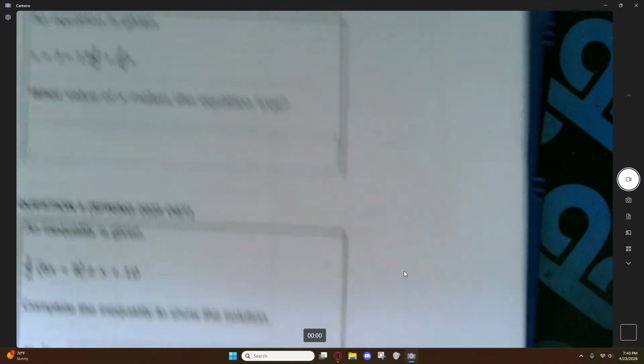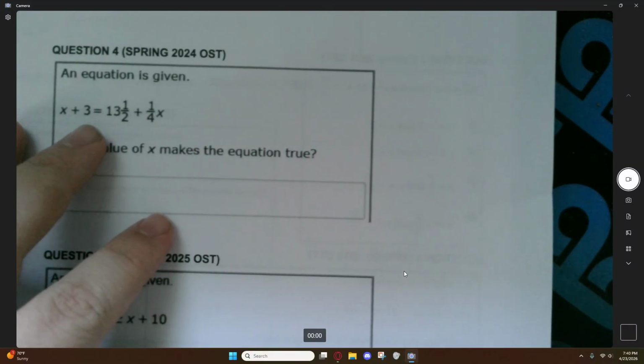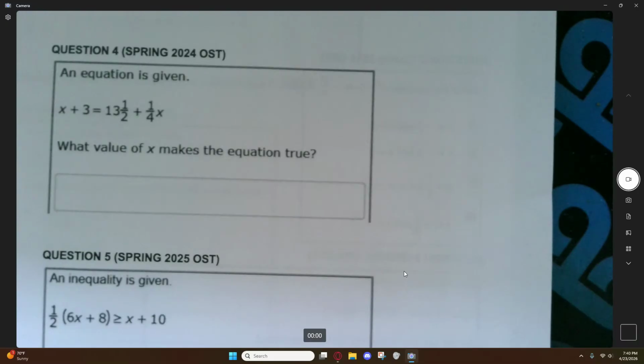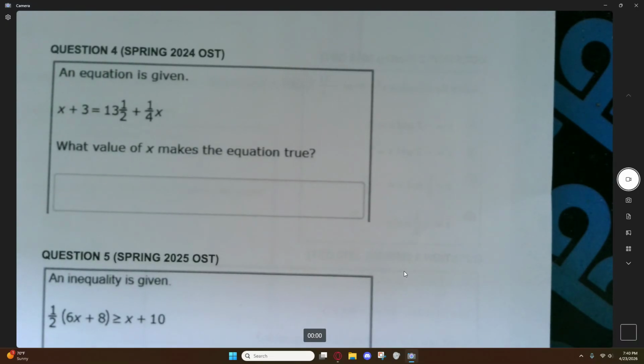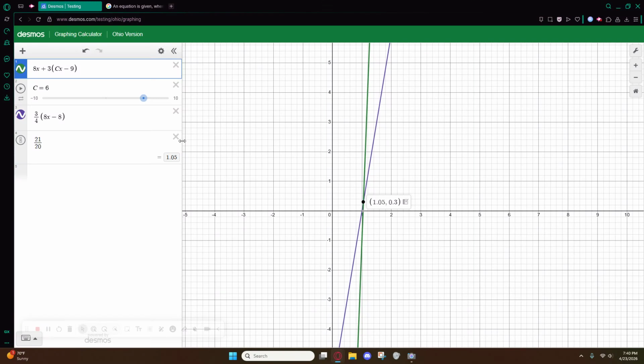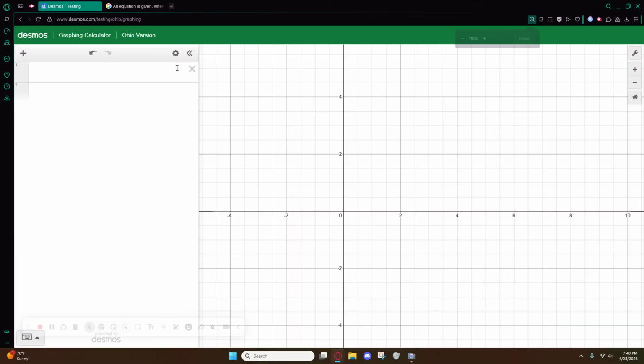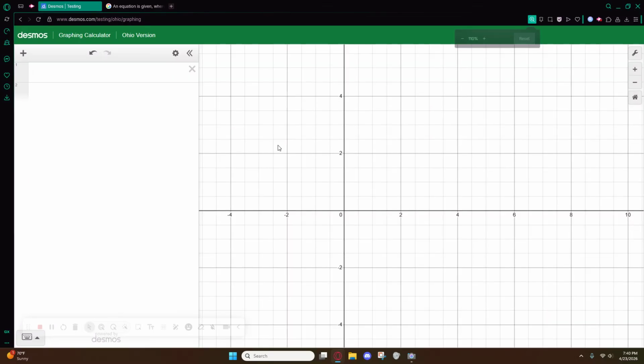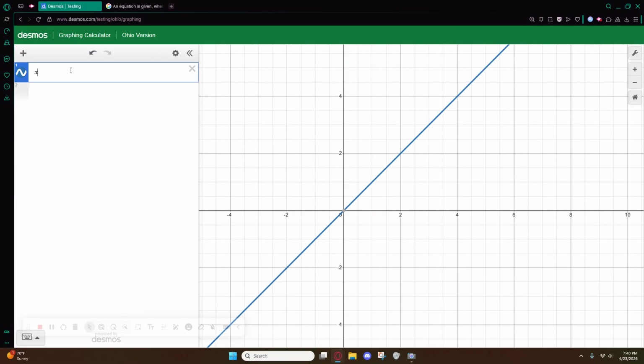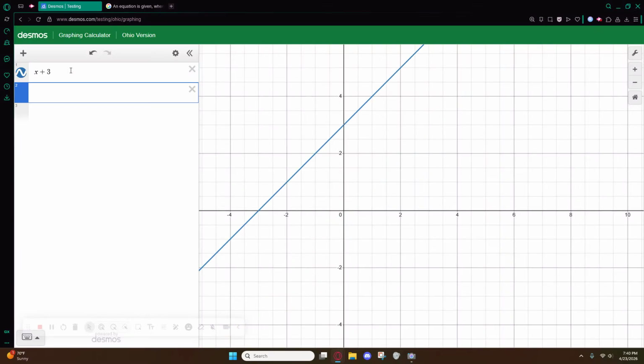Alright. So what was the question for? An equation is given, what value of x makes the equation true. Again, you can solve these manually, but when you see a lot of fractions, you really don't want to do that. That's just a pain. So we're going to put this in, again, splitting it at the equal sign. X plus 3 equals 13 and 1/2.